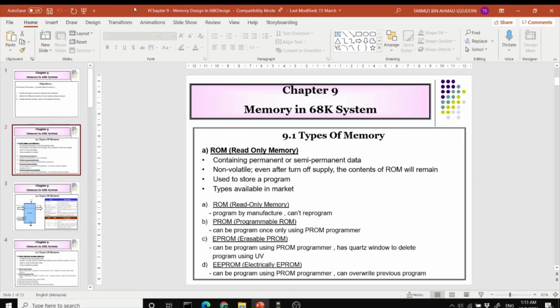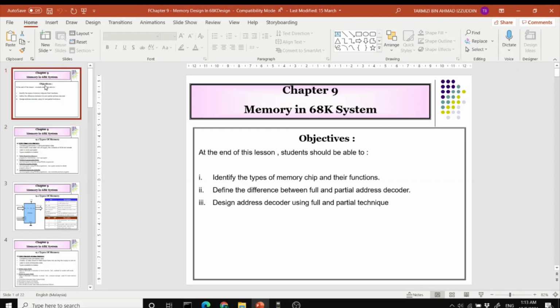Today we're going to continue with our lecture. We're going to look at chapter 9 as a continuation for our lecture. In this chapter, we're going to look at memory interfacing with the 68K microprocessor. So the objective of this chapter is for you to identify the types of memory chip and their functions.